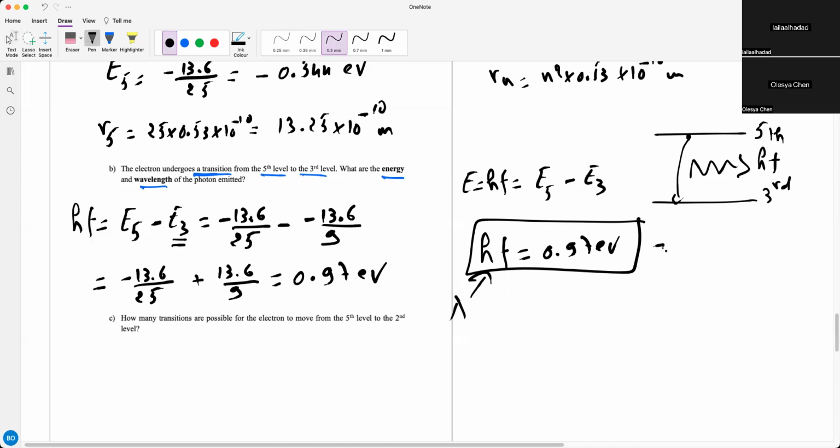This is the energy of the light, right? I know that the energy is equal to hf, but also is equal to hc over lambda. Are you following? Because the frequency is equal to c over lambda.